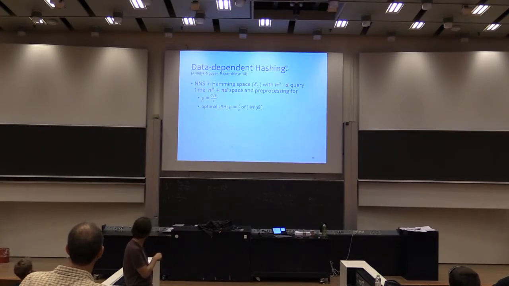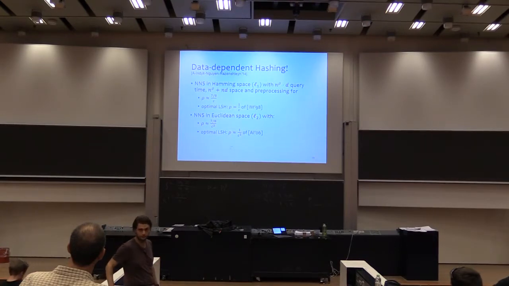So in particular, for Hamming space, one can obtain query time which is roughly n to the power rho, where rho is 7/8, something like 0.82, divided by c, as opposed to the optimal locality sensitive hashing for Hamming space, which is equal to 1 over c. Okay? And essentially the same happens in Euclidean space. So one can obtain rho which is roughly 7/8 divided by c squared, whereas the optimal LSH here would be 1 over c squared.